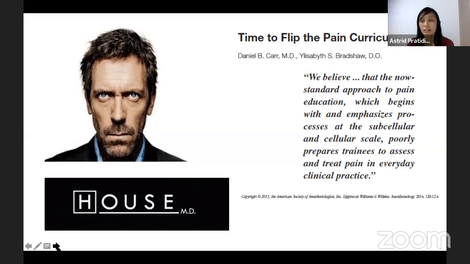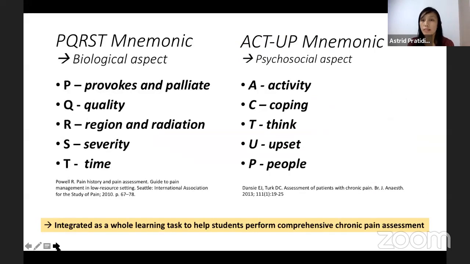Based on this principle, we developed a course using 2 mnemonics. The first mnemonic is the PQRST mnemonic, and it focuses on the biological aspects. I think some of you are familiar with this mnemonic because it's frequently used in education, and also in the hospital accreditation in Indonesia. The PQRST mnemonic is also recommended as a structure for pain assessment in the hospital.